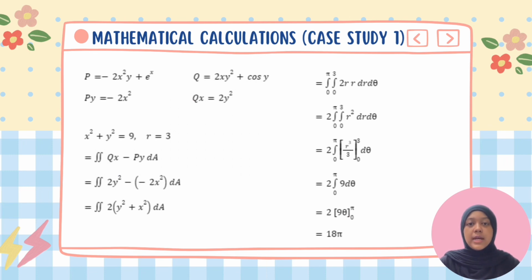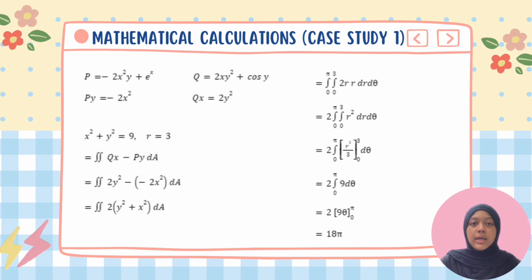Then, from x squared plus y squared equal to 9, we will get the radius of 3. And then, we proceed with the formula double integral of Q_x minus P_y dA. And then we get 2y squared minus negative 2x squared dA, and we factorize 2 times y squared plus x squared dA. Next, we will get 2r times r dr d theta with the upper bound of dr 3 and lower bound 0, d theta, upper bound pi and lower bound 0.